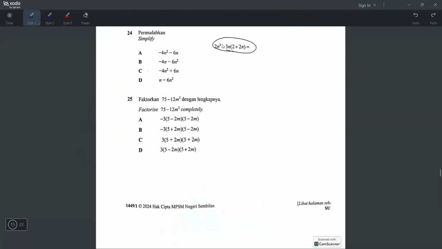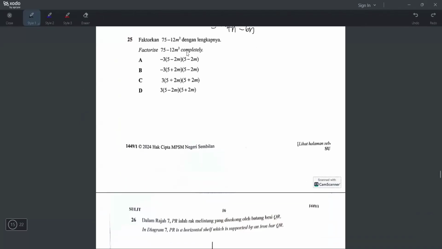Okay, number 24. Simplify this whole thing. Okay, so how to simplify? Expand first. So minus 6n. This one minus plus become minus, 3 times 2, 6n, n becomes n square. And then 2n square. And then the n square and the n square, they are similar terms, so we can do this together. So 2n square and 6n square can be done together, so we will get 2 minus 6, negative 4n square minus 6n. So the answer is A.